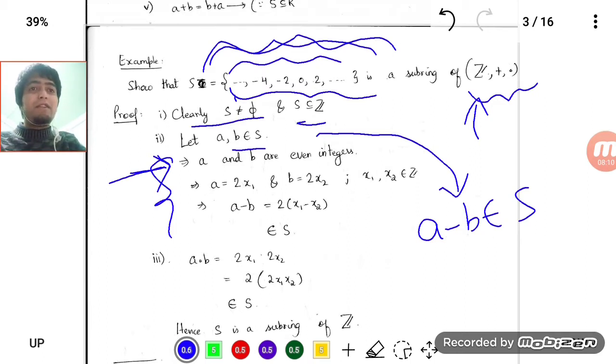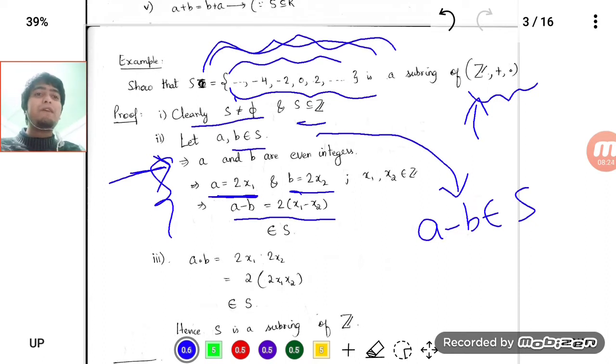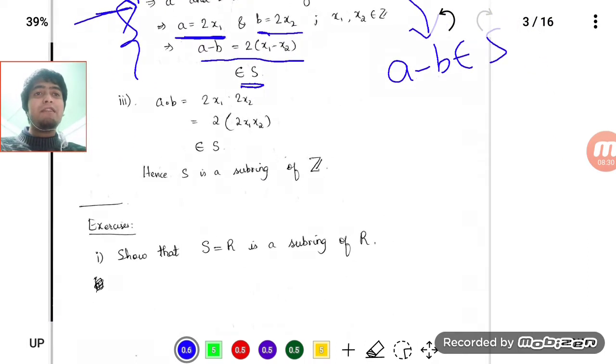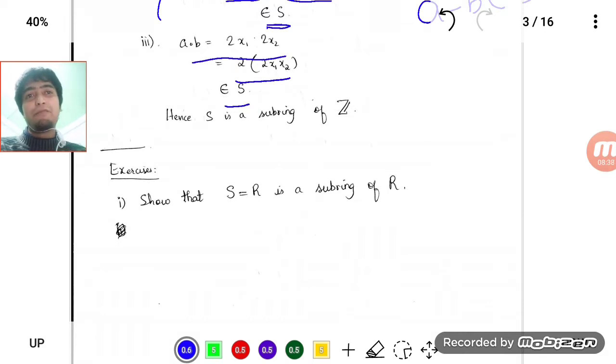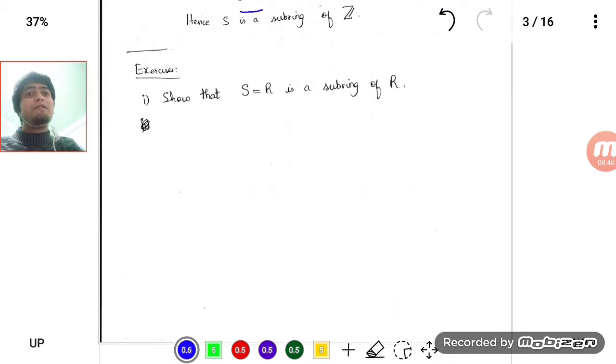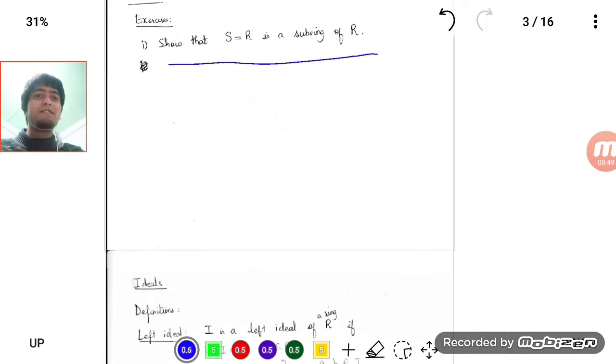So this one, if A is an even integer, it will be divisible by 2, so it is a multiple of 2, and B is a multiple of 2. A minus B will be equal to 2(x1 minus x2). So it will be a multiple of 2, that is why it is even, it will belong to S. Similarly over here, A dot B, 2x1 times 2x2, you will have this, it will be even, it will belong to S. Hence, it will be a subring. So instead of proving the 10 conditions, now we only need 3 conditions to show that S is a subring. You can try this exercise on your own. It is not so difficult.